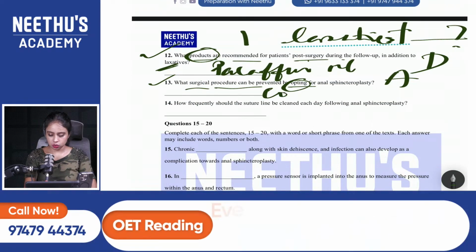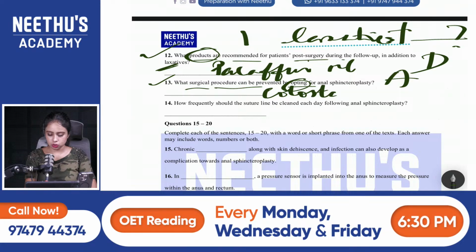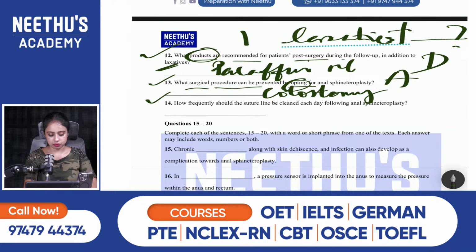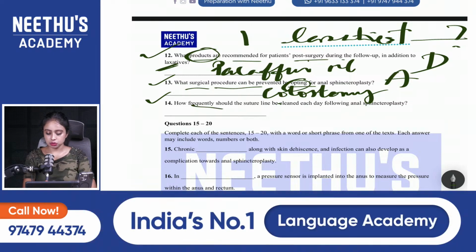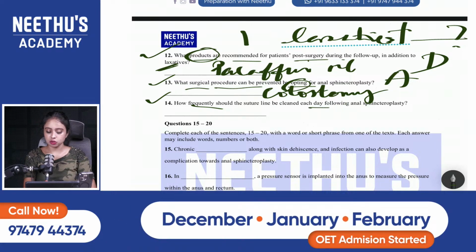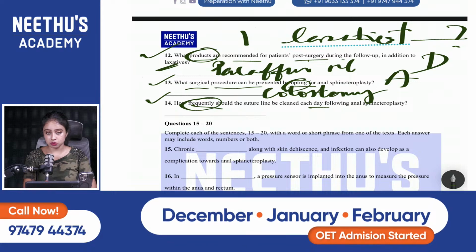Colostomy. Then 14. Yes, Adira, very good. Below, right answer. How frequently should the suture line be cleaned each day following anal sphincteroplasty? How frequently? How many times? It's about frequency.